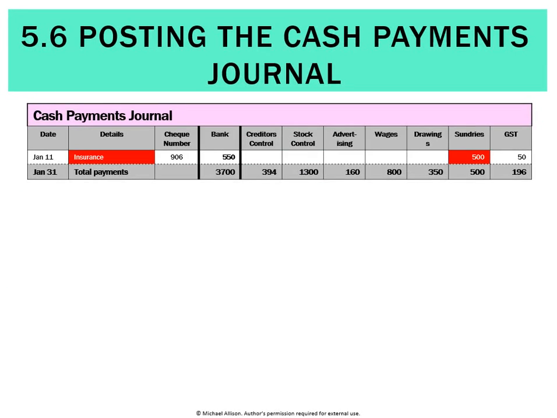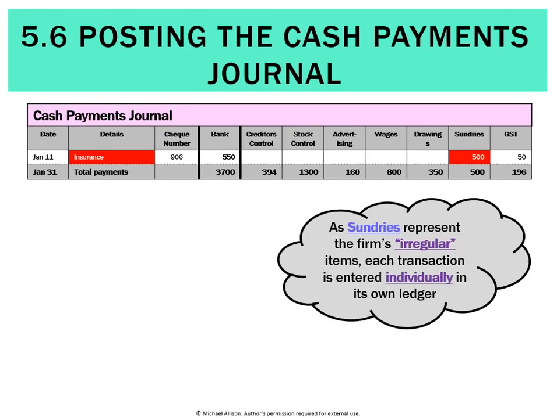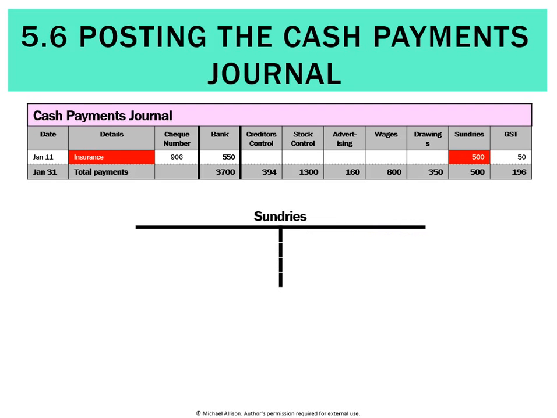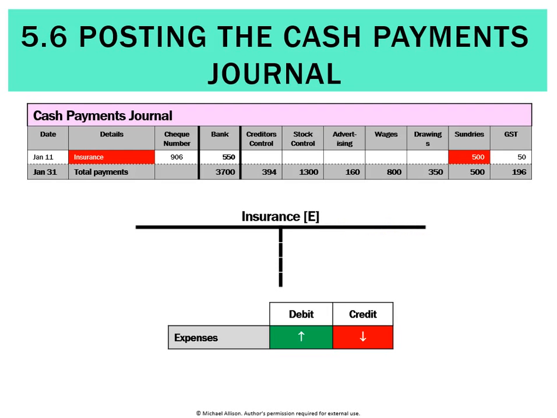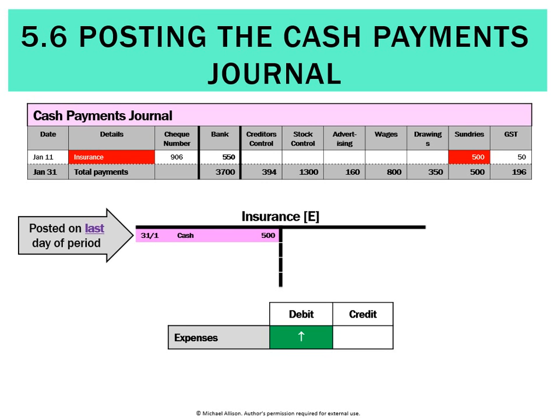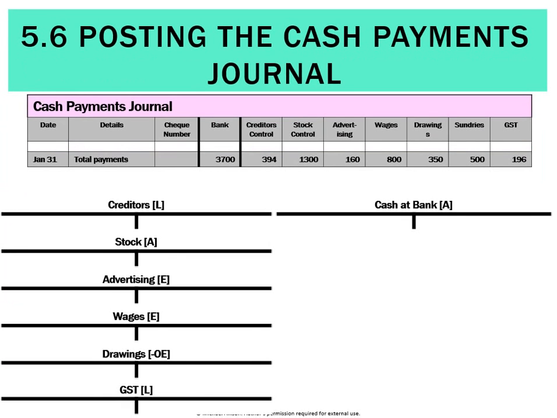And that leaves sundries, and again we don't post to a sundries ledger. It's all the irregular transactions, so we won't actually create a sundries ledger. What we'll do instead is post each sundry individually. So in this case we've got insurance. Insurance is an expense, and it's an expense going up, so that'll be a debit, posted on the last day of the period.